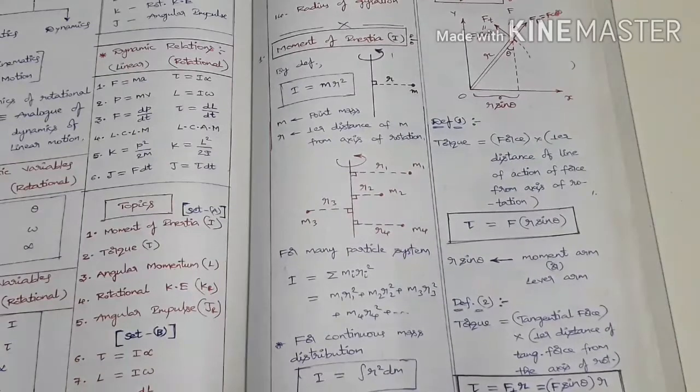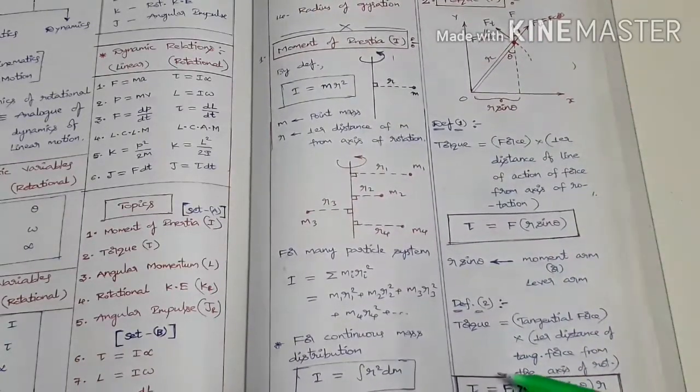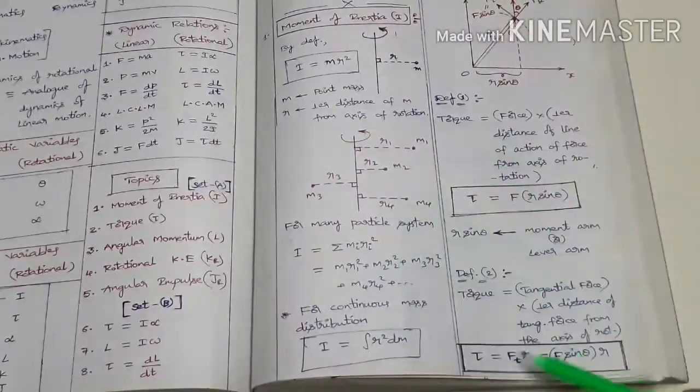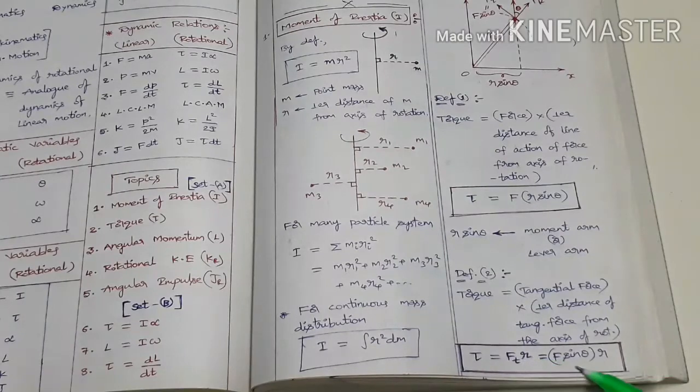See here, what is Ft? Ft equals F sin theta. So we are getting torque tau equal to Ft r, that equals F sin theta into r. Both of them are the same.